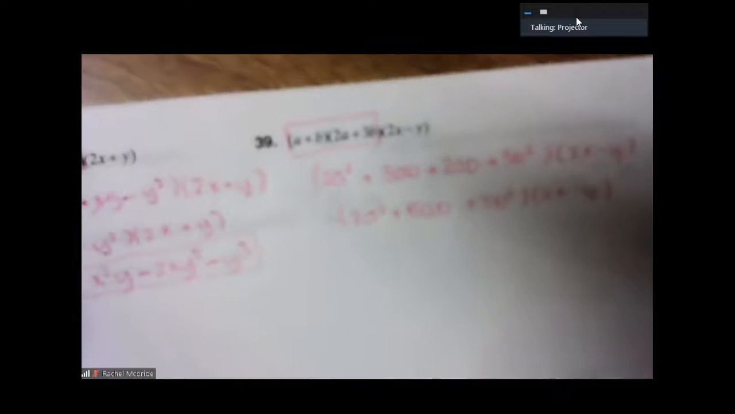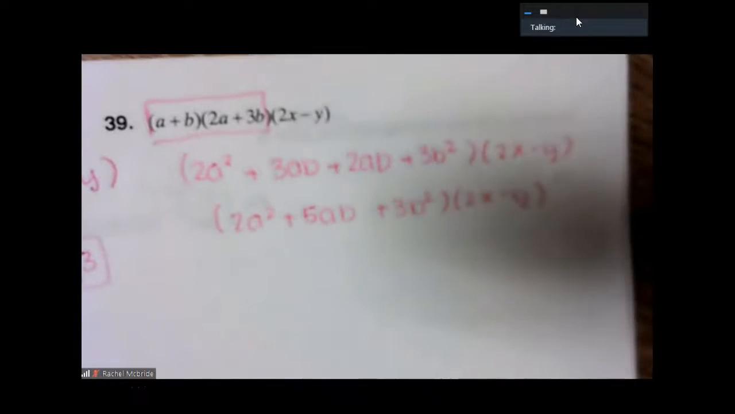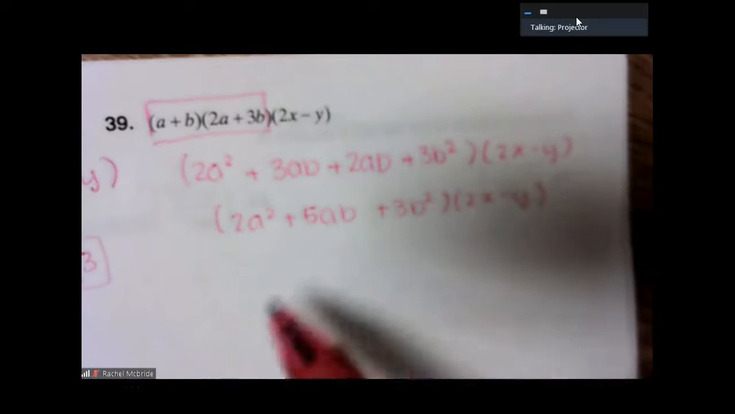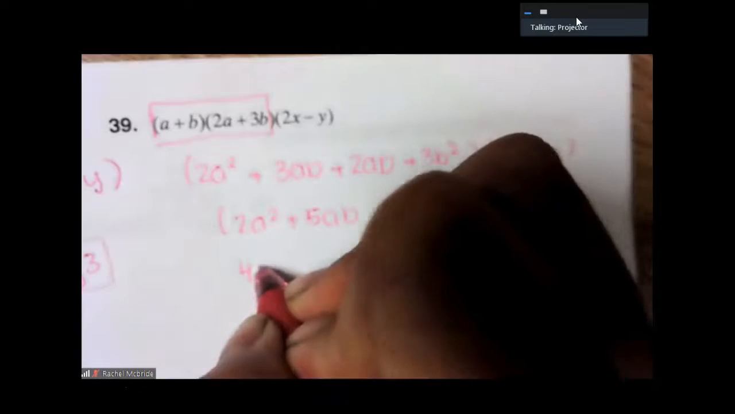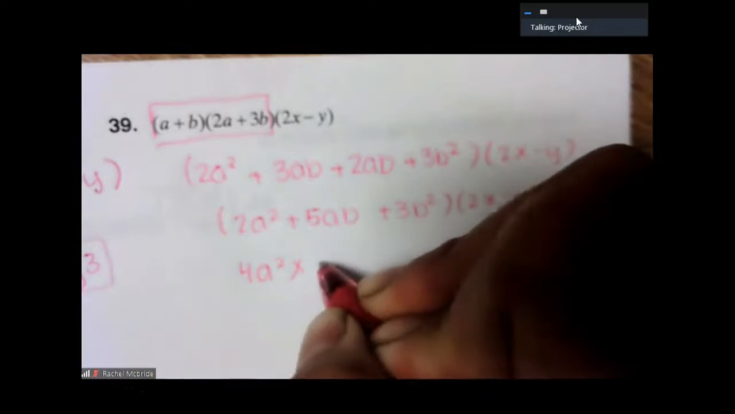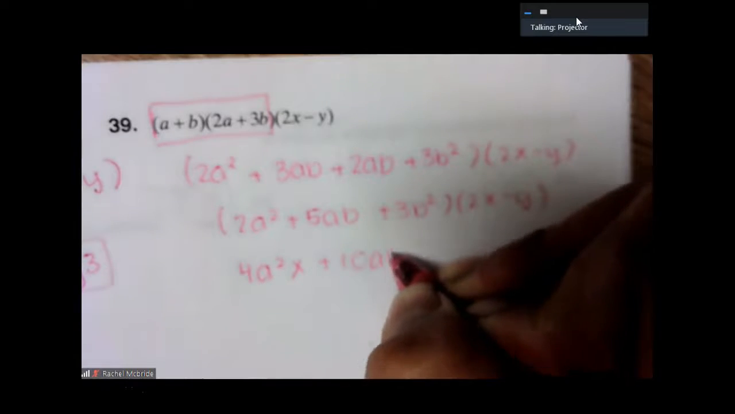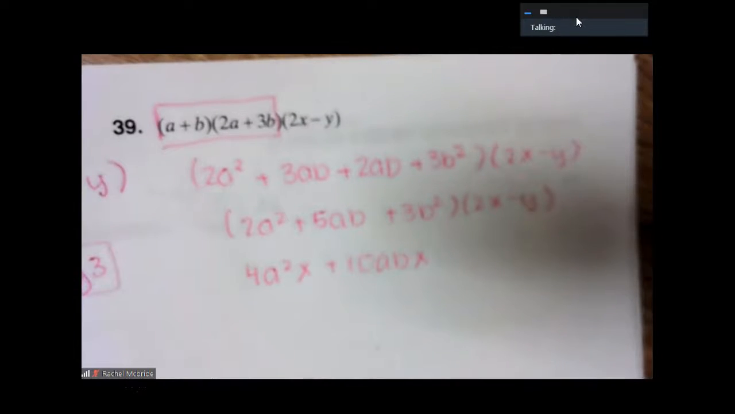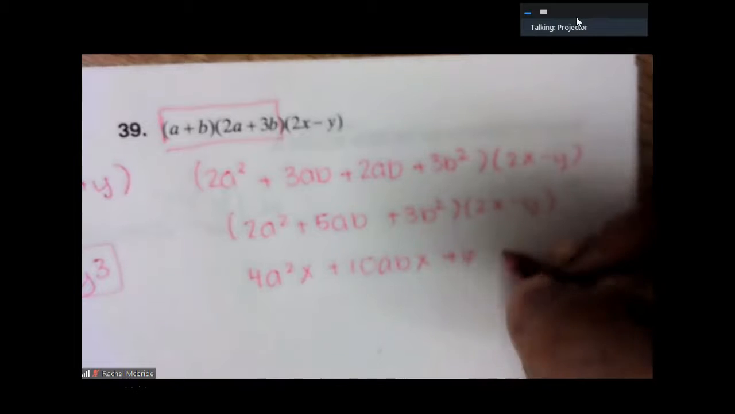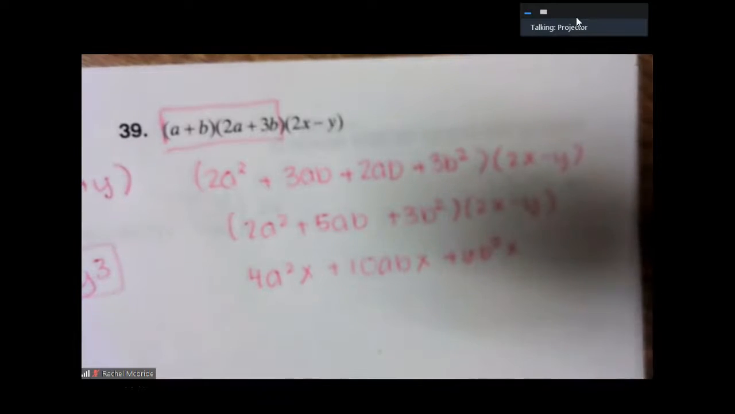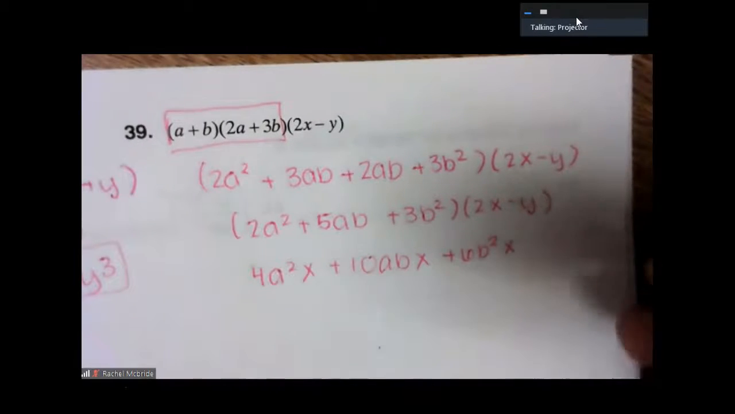And then you could use either the box or the first, middle, last technique and distribute and then combine like terms as well. So 2 times 2 got you 4a squared x plus 10abx plus 6b squared x. And then you would go through and do it with the y's.